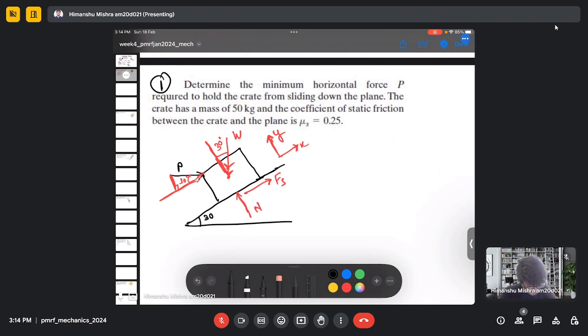So first, let's do the force balance in the vertical direction. And in the vertical direction, we have normal reaction force N. And then due to the weight as well as due to this external force P. So due to the weight we have minus W. So sorry, it's cos 30.